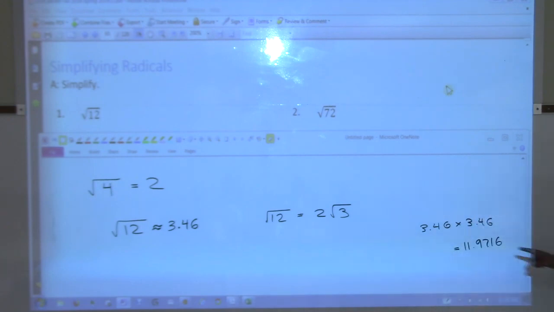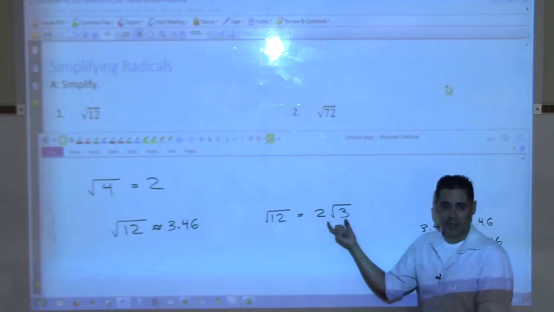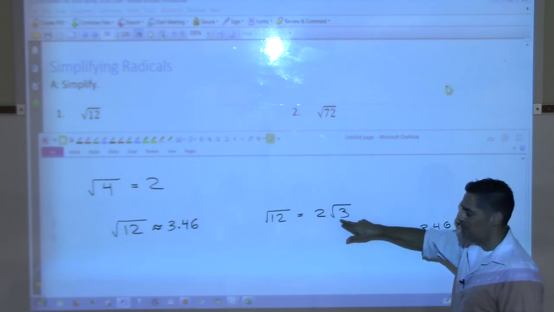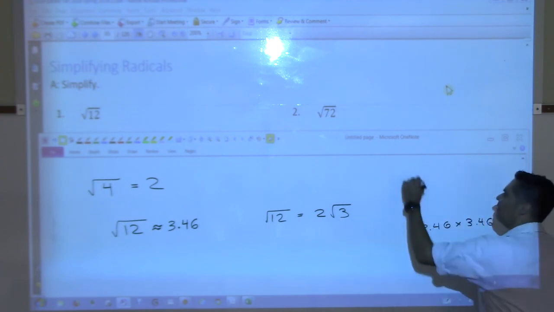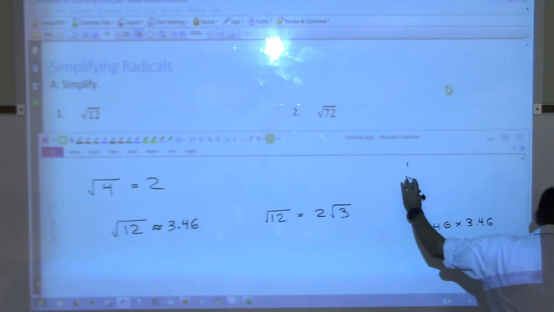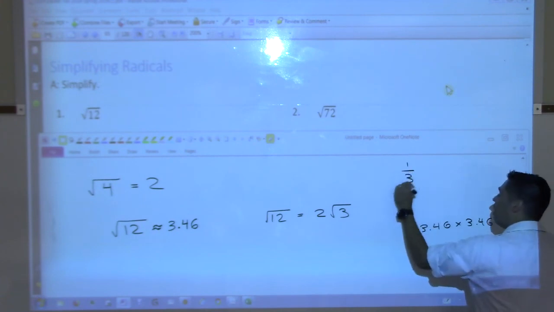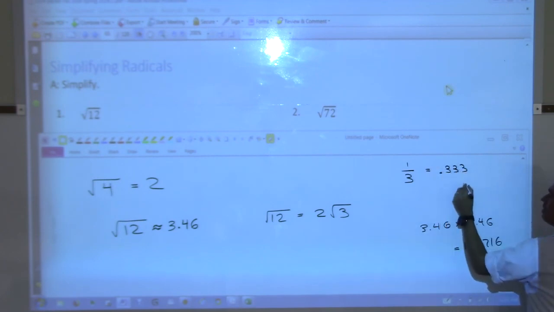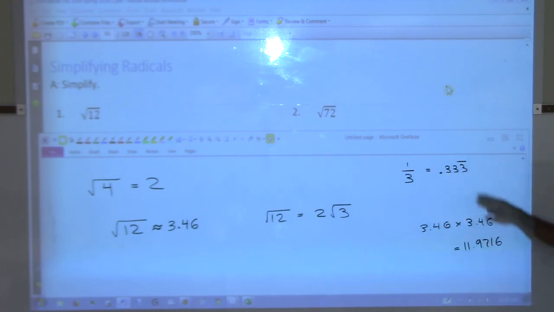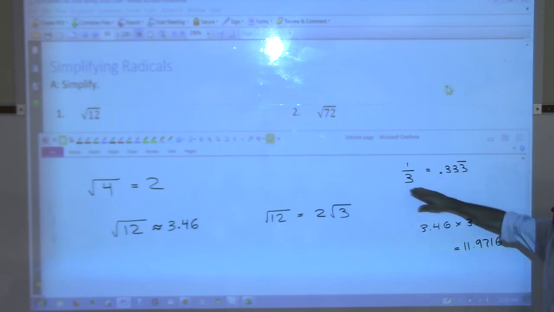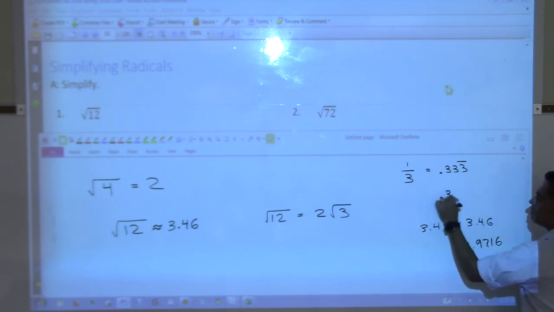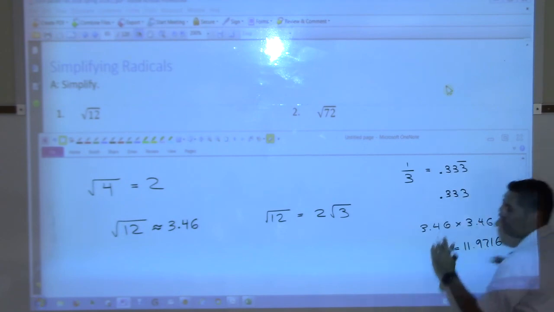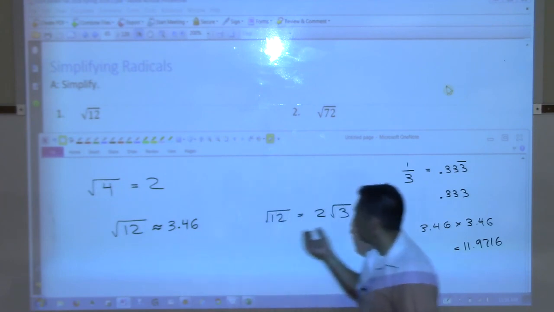This answer is known as the exact answer. There is no rounding here, but it still has a root, doesn't it? It's kind of like if I write 1/3, that's the same as 0.333, if you do this on your calculator, repeating forever. This is a decimal, this is the exact answer. We can't write 333 forever, so at some point we would stop and round, right? So that's what this is. This is a rounding approximation. This is an exact answer.